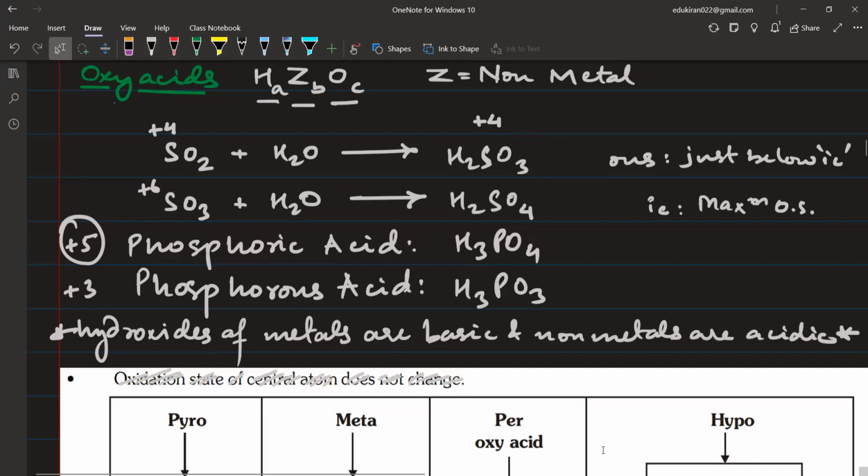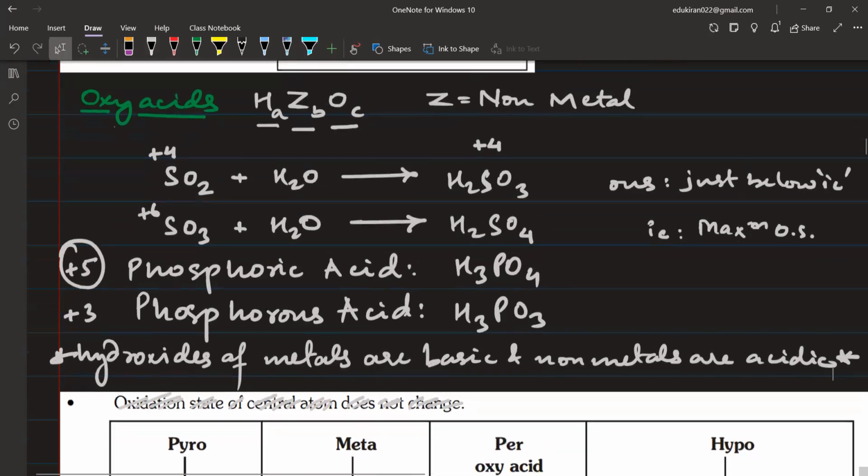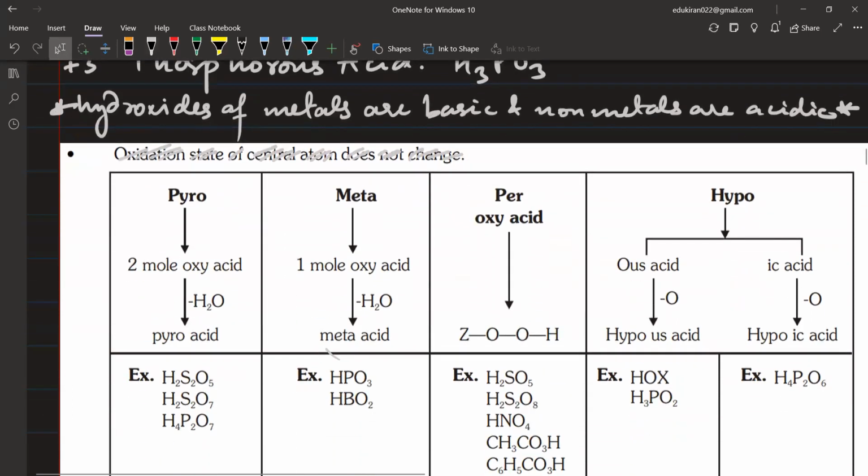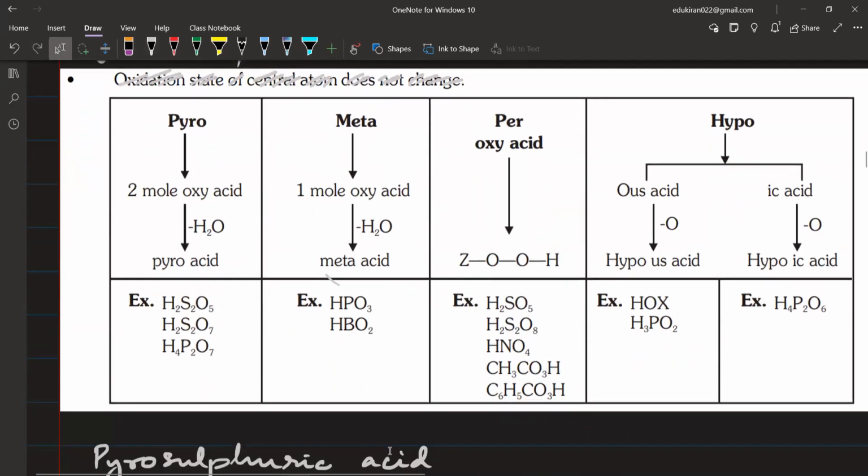Phosphoric acid, phosphorus acid, sulfuric acid, sulfurous acid. Now moving on, how to have these different types of acid which are having prefixes such as pyro, meta, and then you have peroxy acid and then you have hypo acids. Now, in case of pyro, you need to have 2 moles of the oxy acid and then remove a water molecule. हम बता देंगे, इसको पहले लिख लीजिए.